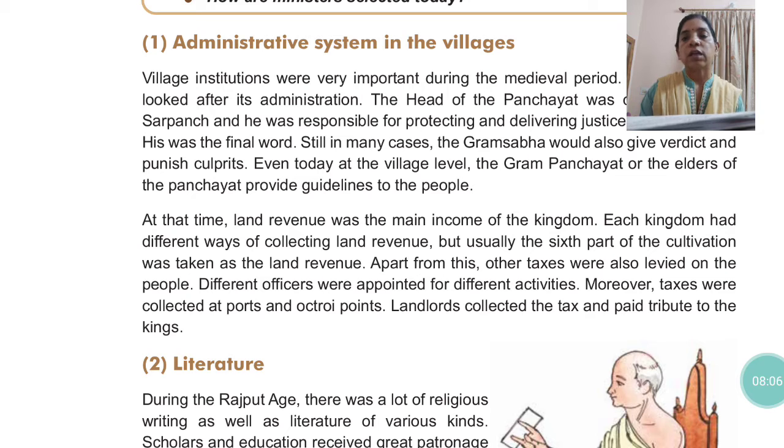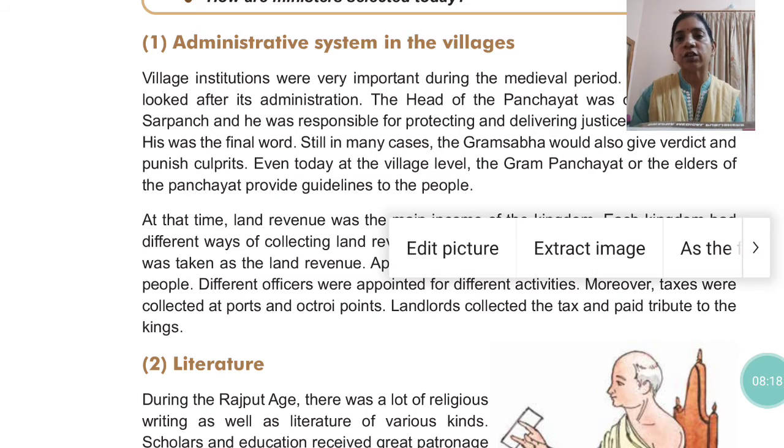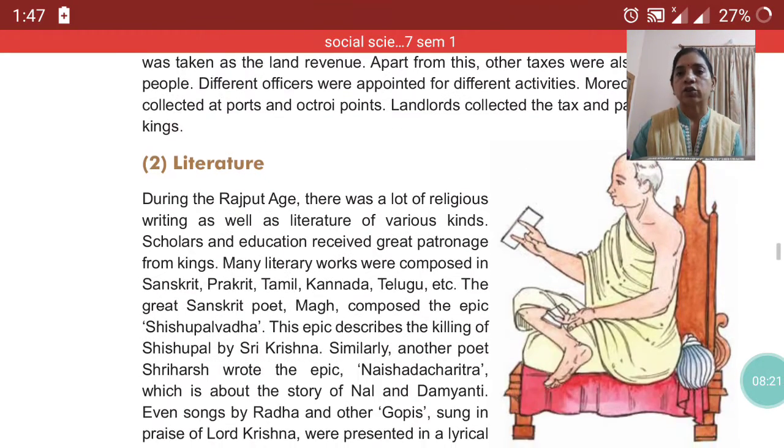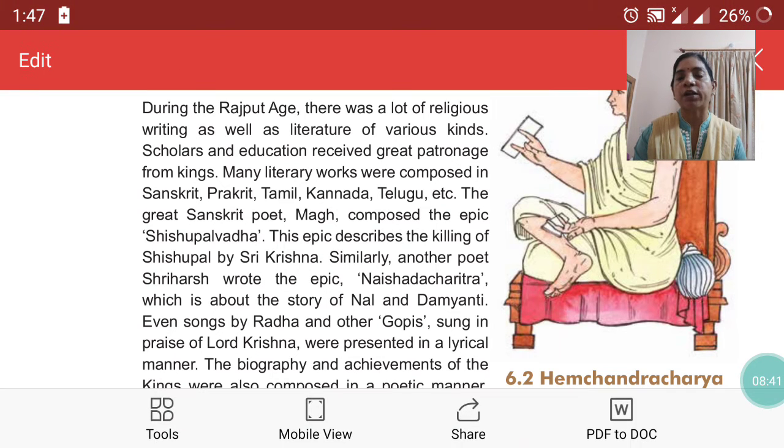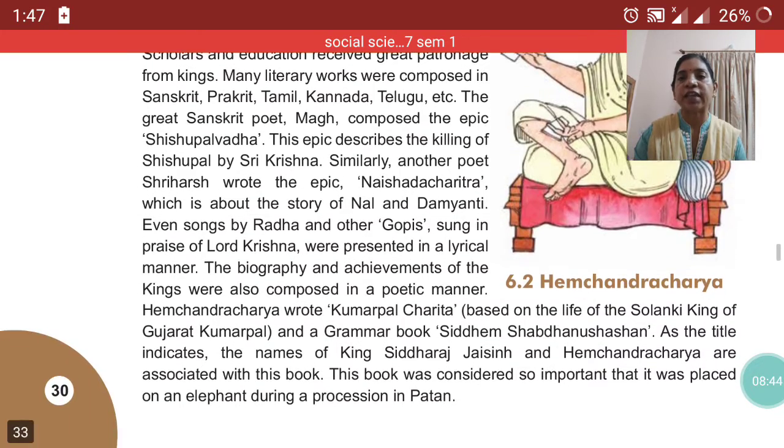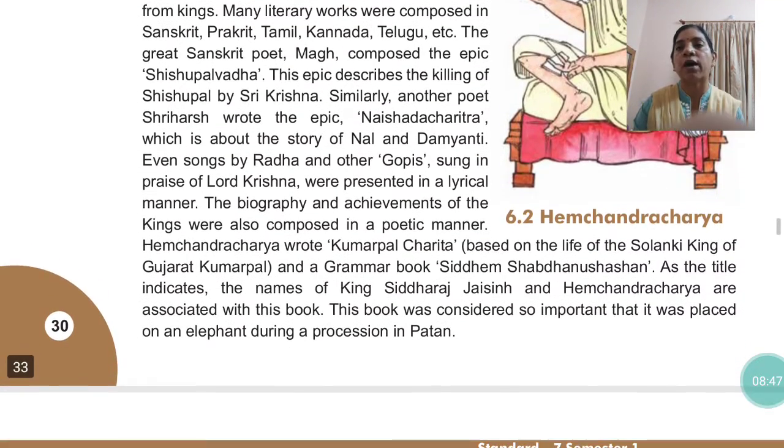Now, how did literature develop during the Rajput age? During the Rajput age, there was a lot of religious writing as well as literature of various kinds. Scholars and education received great patronage from kings. Many literary works were composed in Sanskrit, Prakrit, Tamil, Kannada, and Telugu. The great Sanskrit poet Magh composed the epic Shishupala Vadha.